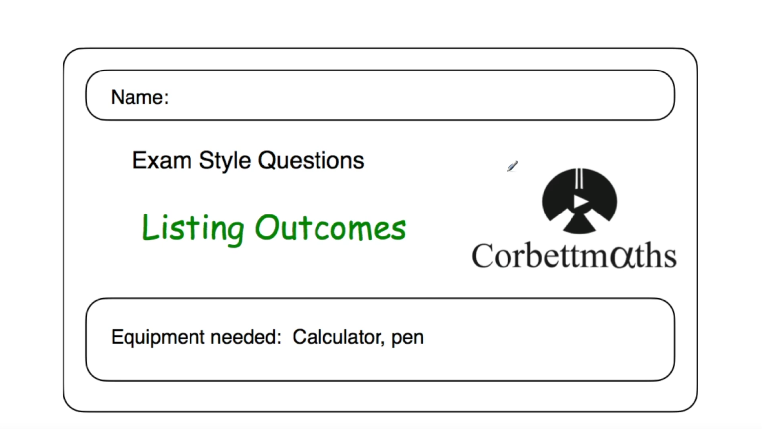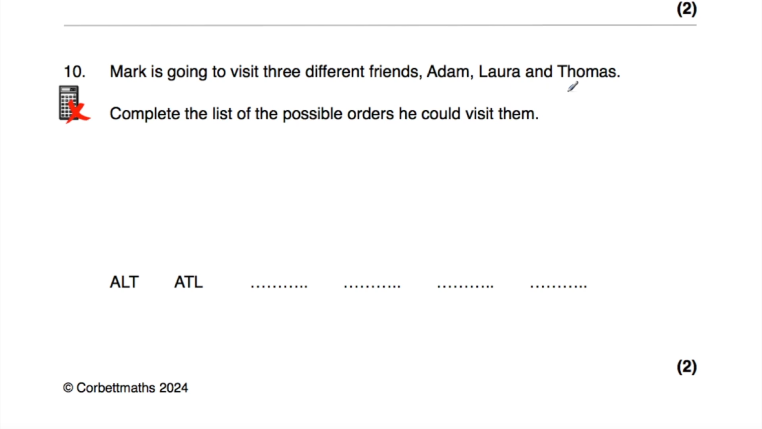So question number 10 says, Mark is going to visit 3 different friends, Adam, Laura and Thomas. Complete the list to show the possible orders that he could visit them in. Now, if we think back to the question earlier where we looked at Orla with her vegetables, we wrote down perhaps peas and carrots, but we didn't write down carrots and peas because, if they're on the plate, the peas and carrots would be the same as carrots and peas.